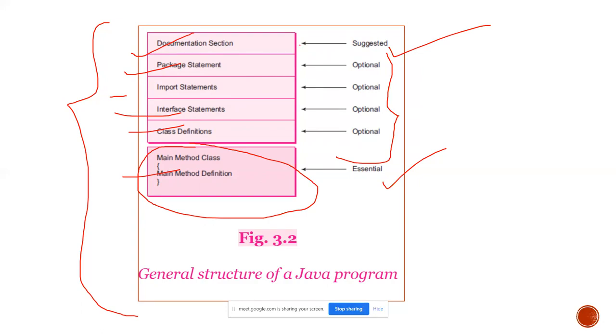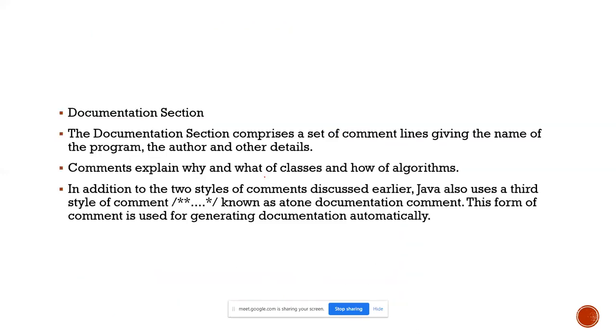Why has it been suggested? Because if you provide documentation, it will be useful for a third person who is new to your program. They can easily identify what your program is. So the essential part is the main method. As we have seen in that example, we don't have a package statement, we don't have import, we don't have interface, we don't have any class definitions. All these statements we will look into in the upcoming units. But the very important part for running a Java program is the main method.